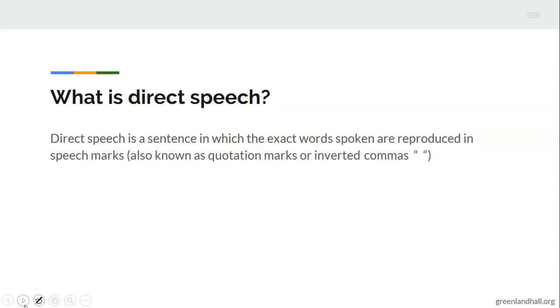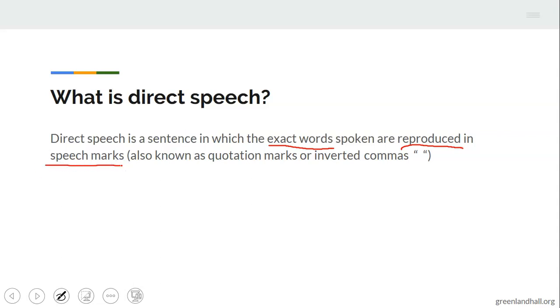Direct speech. What is direct speech? Direct speech is a sentence in which the exact words spoken, and this is very important for us to know, are reproduced in speech marks. Very simple. So direct speech are exact words that are reproduced in speech marks. I have made it easier for you.